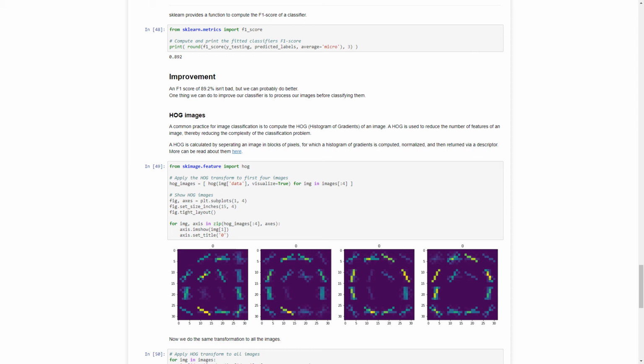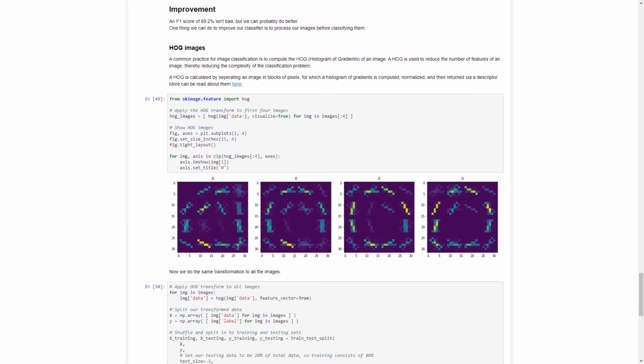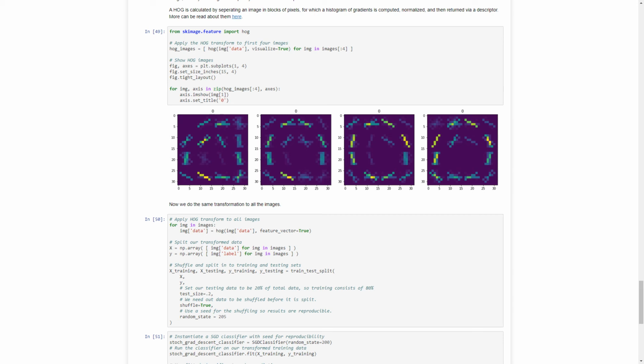A HOG transformation, well, HOG stands for histogram of oriented gradients. Essentially what it does is it takes groups of pixels, like squares of pixels from the original image, and turns all those pixel values into just one value. So if we took a 3 by 3 grid, instead of 9 values, we just have one, which greatly reduces the amount of features we have to train on. So we go ahead and this is what it looks like.